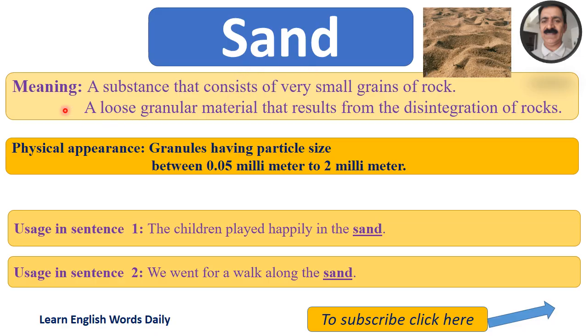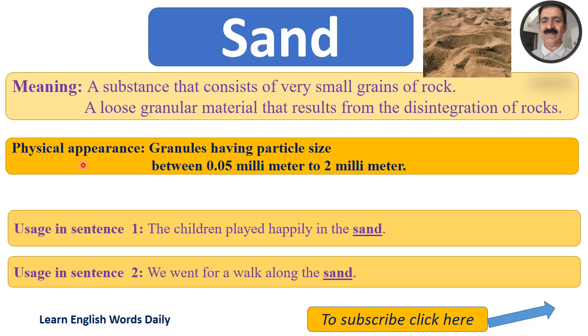Sand means a substance that consists of very small grains of rock, or a loose granular material that results from the disintegration of rocks. If you look at the image given here, you will be in a better position to understand the meaning of the word sand. In fact, sand is used to construct buildings, bridges, roads, and so on and so forth.